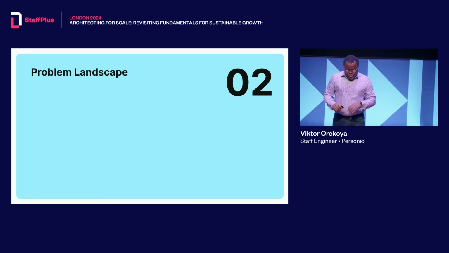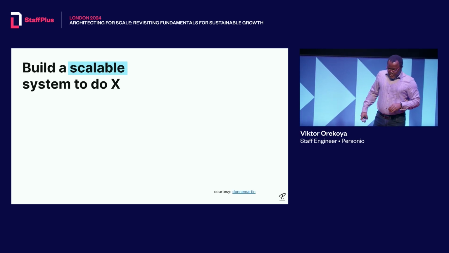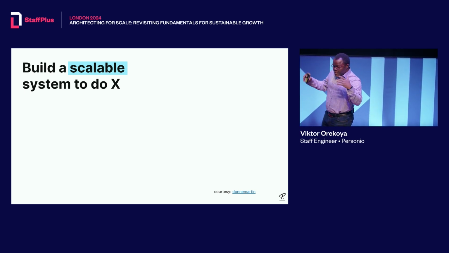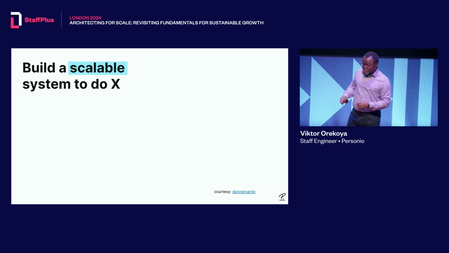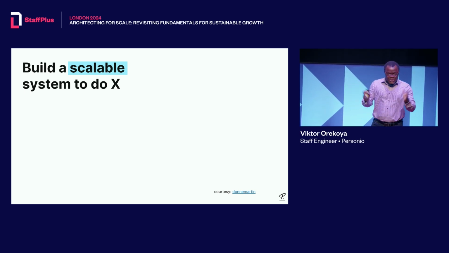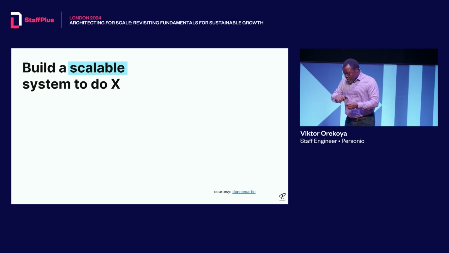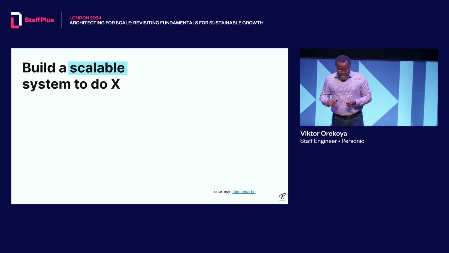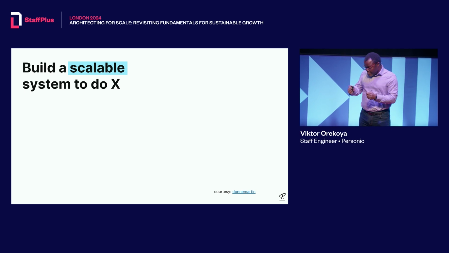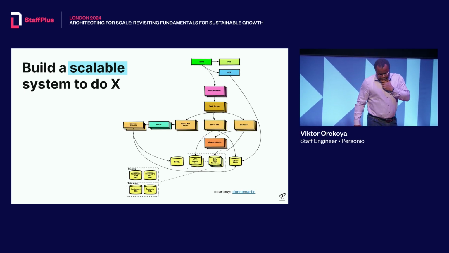So let's go back and look at the problem landscape. What does that look like? Someone comes to you and says, build a scalable system to do X. And by X, I don't mean Twitter, but an X variable. So build Hacker News, build something. Then we go away, do a design doc, do some back of the envelope calculations and various things, and we come up with something like that.